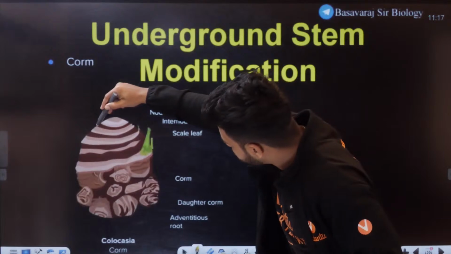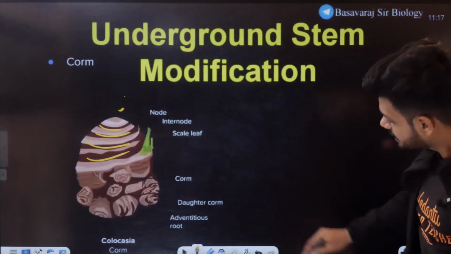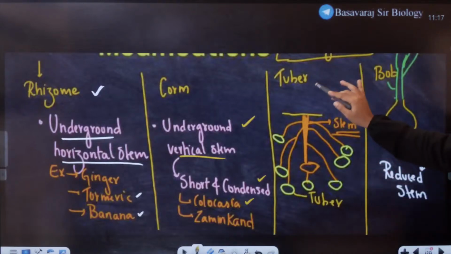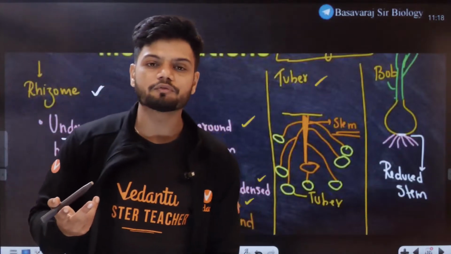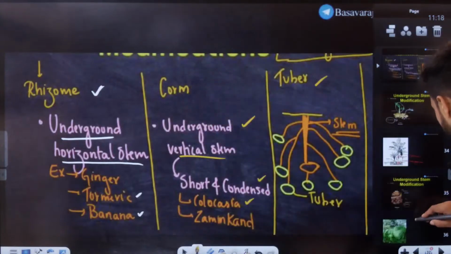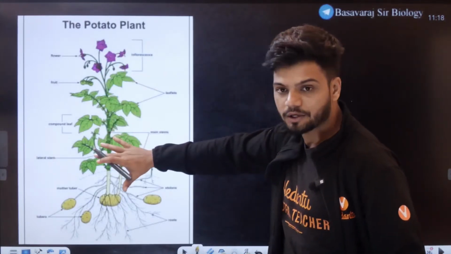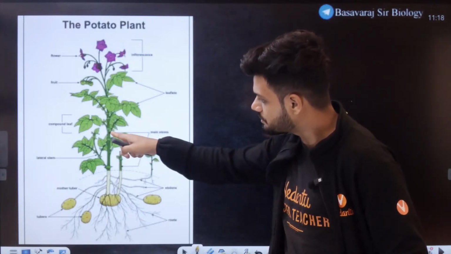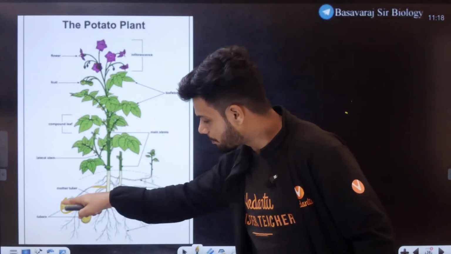Can you see here? Nodes and internodes on a stem. There are also adventitious roots here. Okay. Next one is called tuber. Tuber, all of you know this famous example. The famous example of tuber is your potato. Potato is a tuber. Underground stem. See here, this is the entire plant of potato. The upper part is not the main one. This is actually a type of stem here, but the main stem is underground.